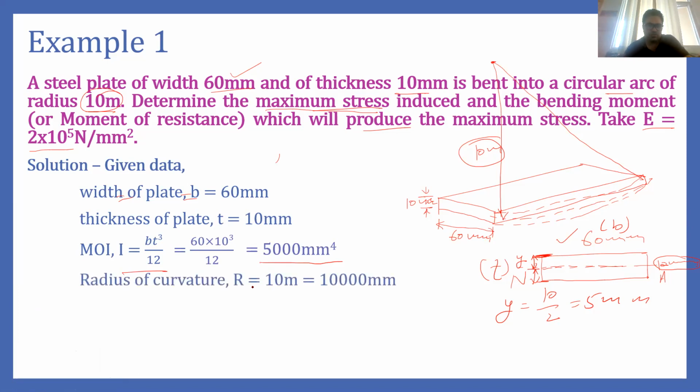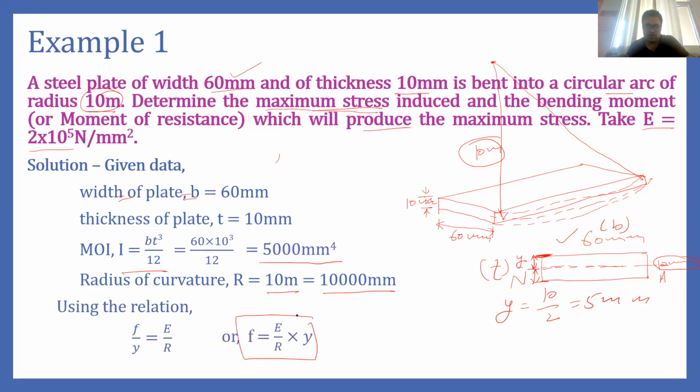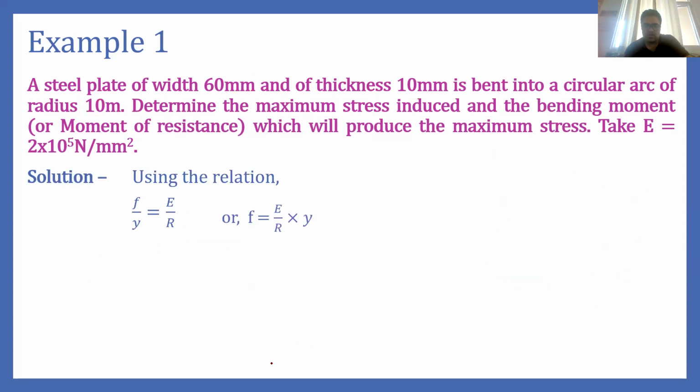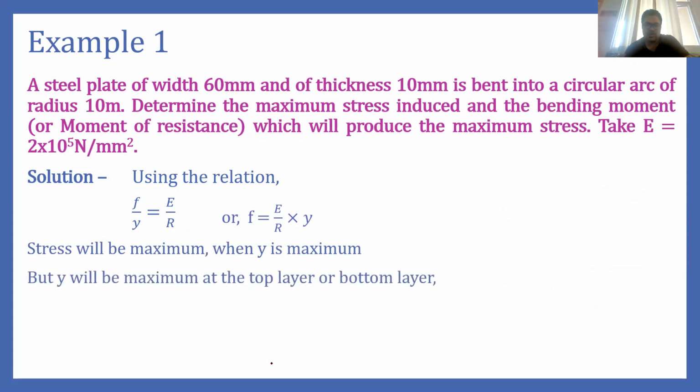Similarly, the R value is already given, which is 10 meters, but we can convert this value into mm, because all the dimensions should be in the same units. Now using the relation, we can find out the value of F as I just explained. Putting in the values of E, R, and Y, we can calculate F. And as I said, stress will be maximum when Y is maximum, and Y will be maximum at the top layer and the bottom layer.